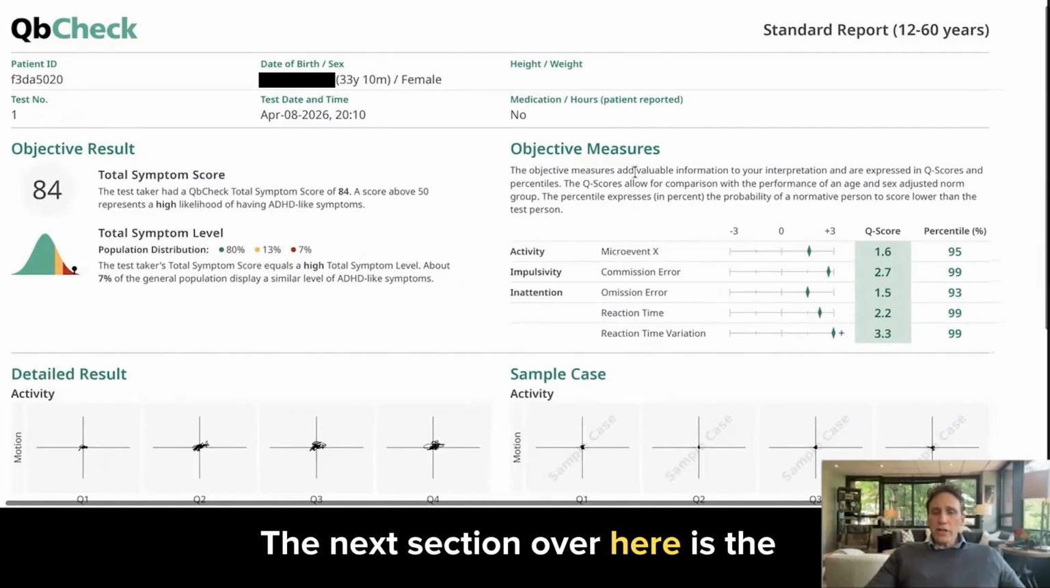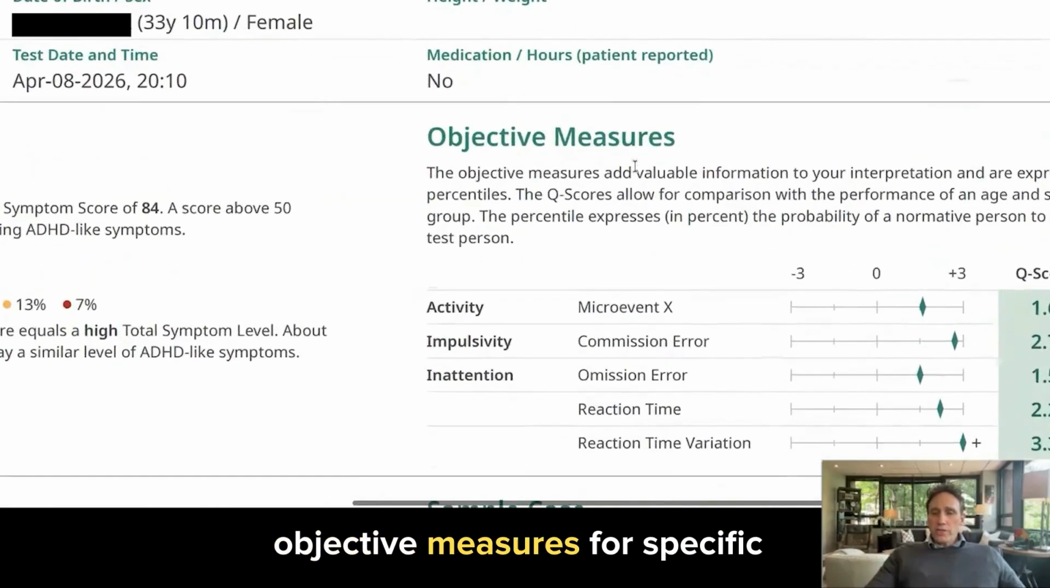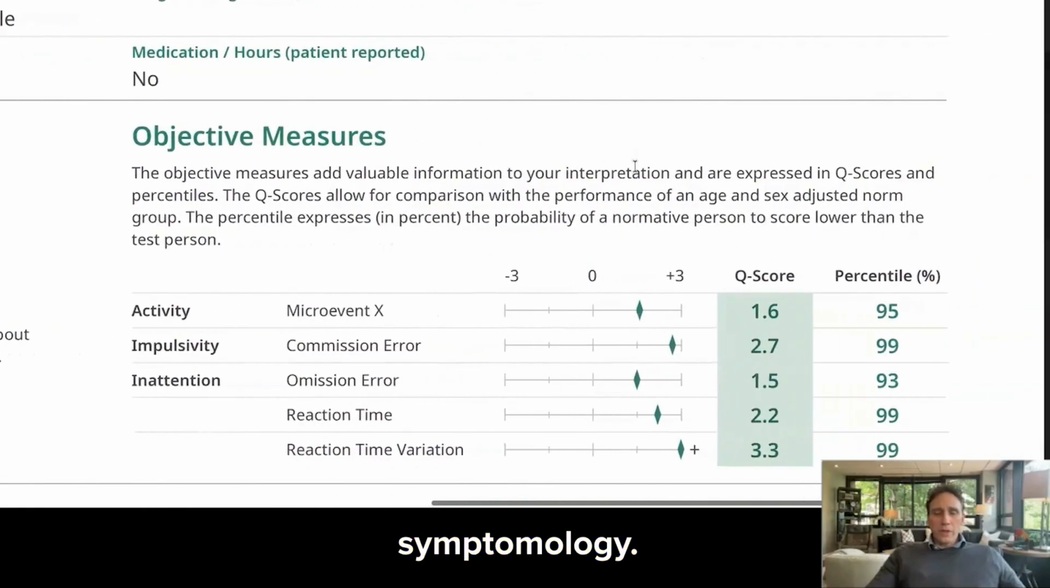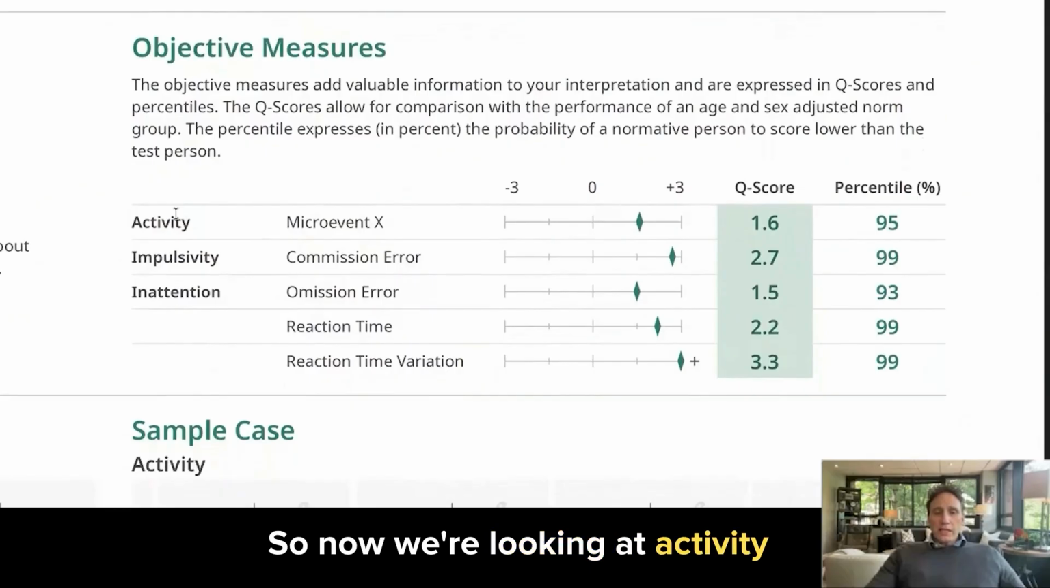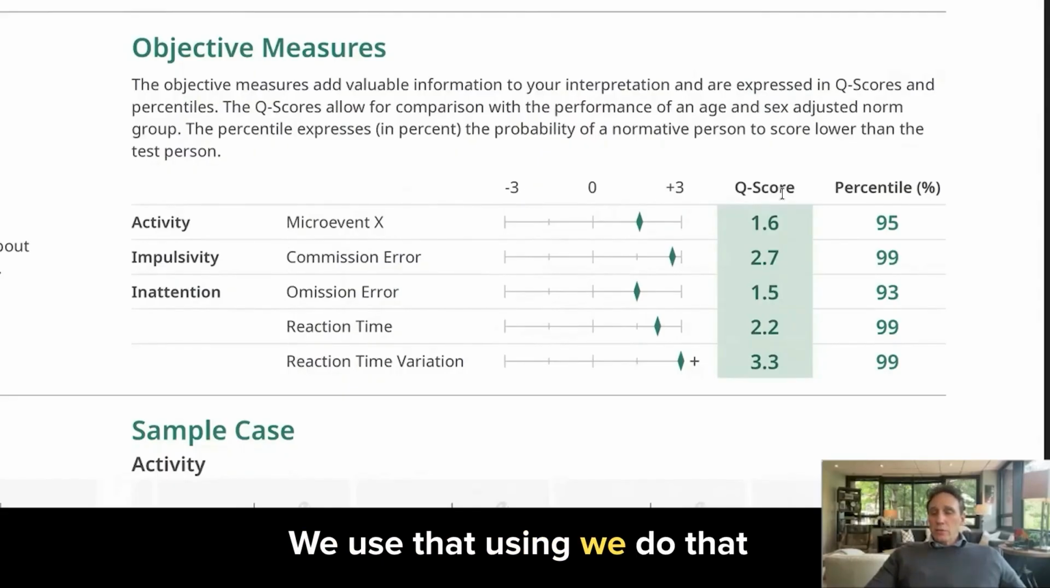The next section over here is the objective measures for specific symptomology. So now we're looking at activity levels, impulsivity levels, and attention levels. We're comparing this woman's score on each of these measures to other women her same age. We do that using standard deviation scores that then get translated into percentile ranks, and this gives us relative severity.